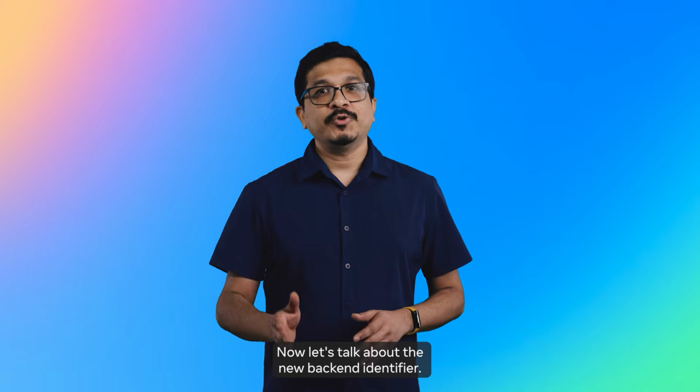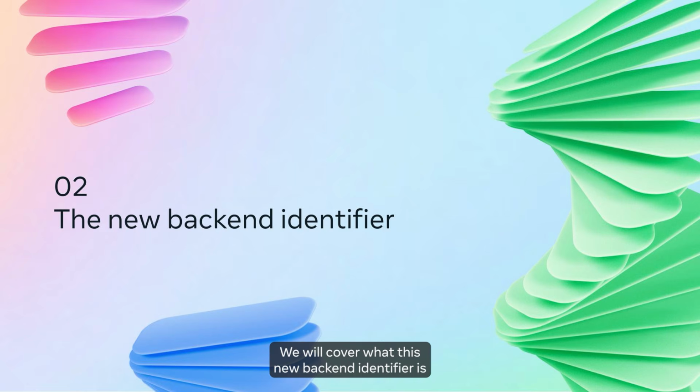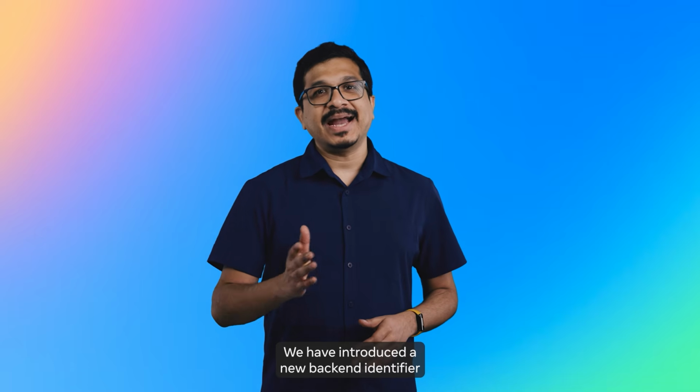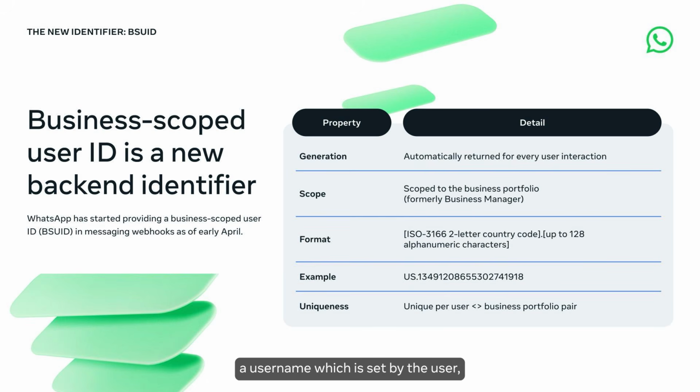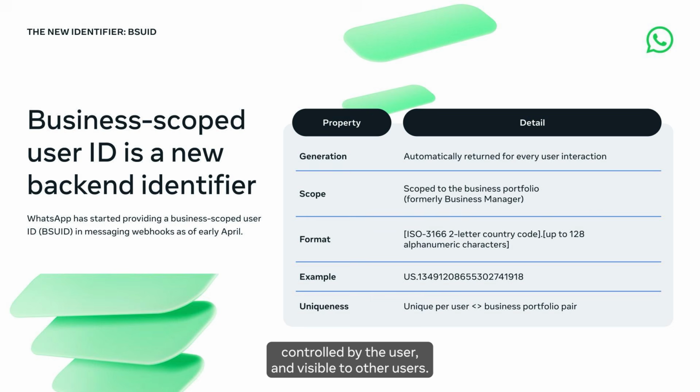Now let's talk about the new backend identifier. We will cover what this new backend identifier is and what it will look like in your webhook payloads. We have introduced a new backend identifier called Business Scoped User ID, or BSUID. This started getting sent in webhooks starting early April 2026. It's different from a username, which is set by the user, controlled by the user, and visible to other users. BSUID is a backend system-generated identifier, not visible to other users.